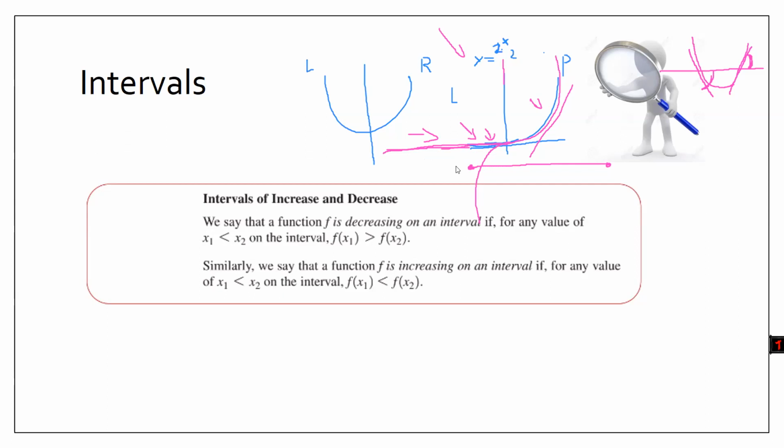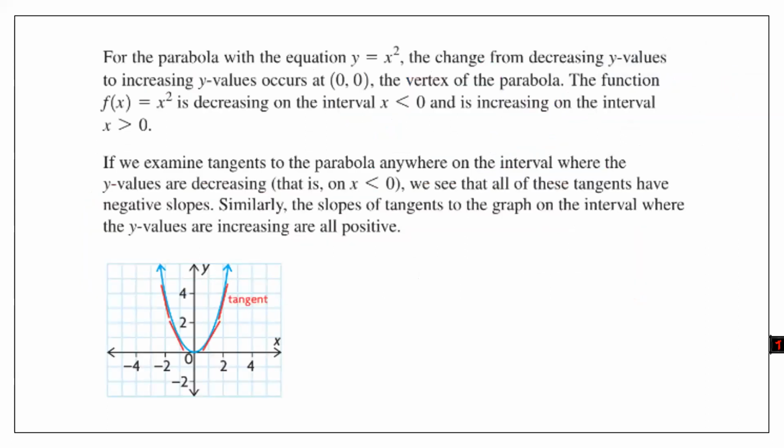So for the parabola with the equation y equals x squared, the change from decreasing y values to increasing y values occurs at (0, 0), right? This is what we discovered. The vertex of the parabola is going to be (0, 0). The function f(x) = x squared is decreasing in the interval x less than 0. Is it clear? Because when I said in previous example, then I have x1 and x2, it doesn't mean that x1 and x2 covers whole domain of my function here.